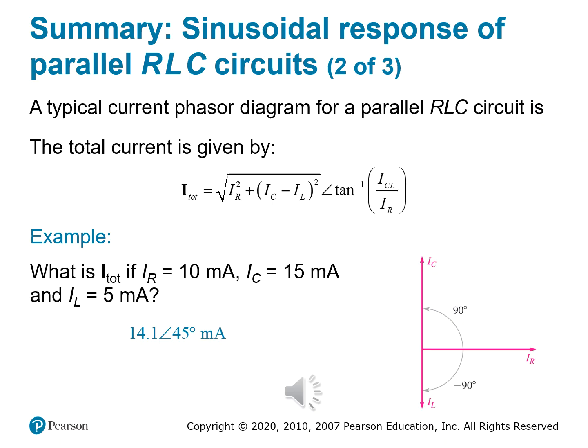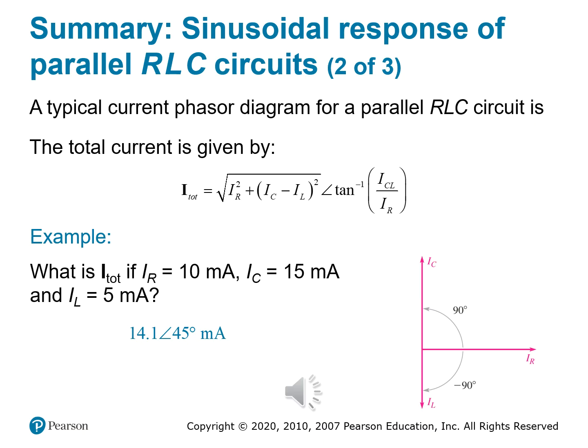So in our example, they're giving us that I sub R is 10 milliamps, I sub C is 15 milliamps, and I sub L is 5 milliamps. The net vertical component is I sub C minus I sub L, right? So we just subtract those two, we get 10 milliamps. And this gives us this perfect 45-degree triangle.